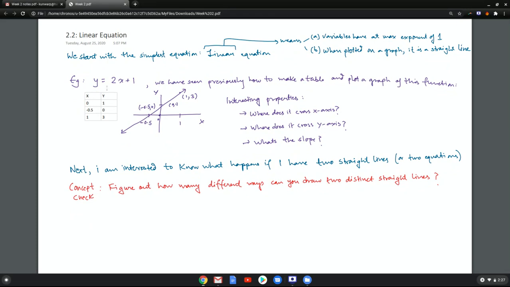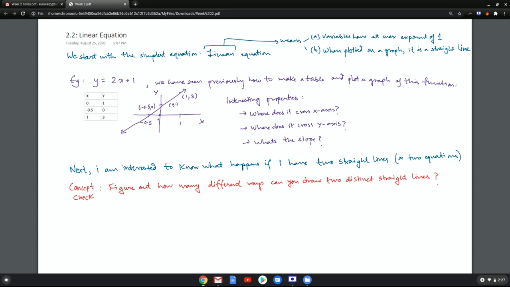For example, y equals 2x plus 1. We saw last week how to construct a table and plot a graph of this function. Let's say I take the test points 0, negative 0.5, and 1 for x, and I get a straight line as expected. Now this graph has certain interesting properties. For example, where does it cross the x-axis? Where does it cross the y-axis? What's the slope? Now that's all you can ask when you are working with one line.